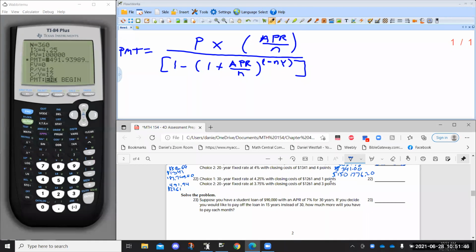And on this side, I'm going to have $4,261 in closing costs, plus this is going to be 3.75% and a 20-year loan. So that payment is going to be $592.89 payment. And let's just go ahead and compare those numbers.